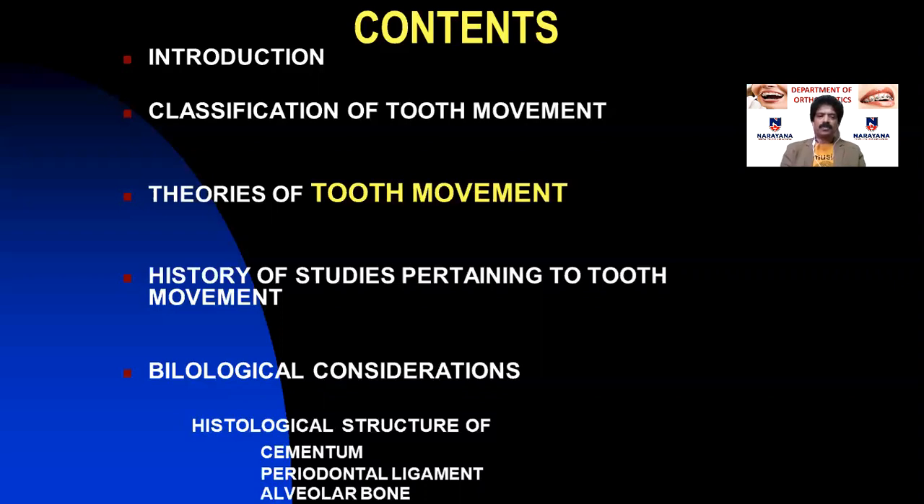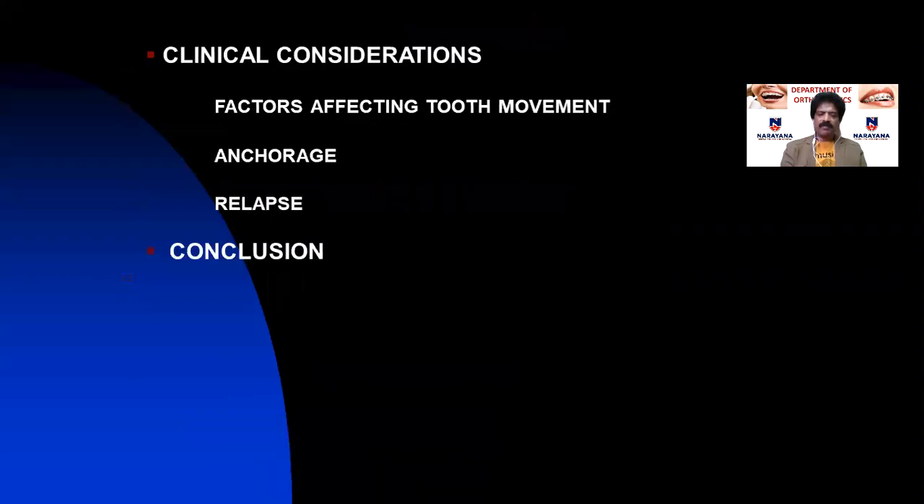Today we will go through the different classifications of tooth movements, theories of tooth movement, then the biological aspects. We will go to the cellular and molecular level: what are the changes taking place during tooth movement? And of course, the biological considerations, where I will refresh what you have read in your dental anatomy and physiology. And of course, clinical considerations will be in part 2.